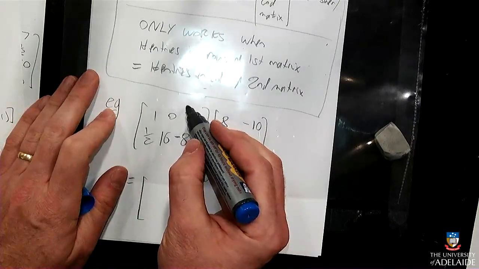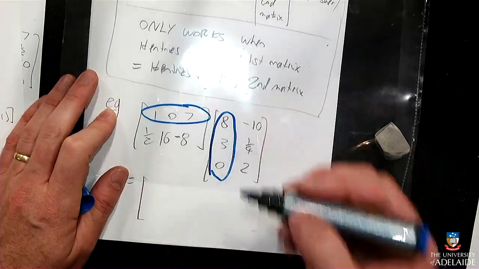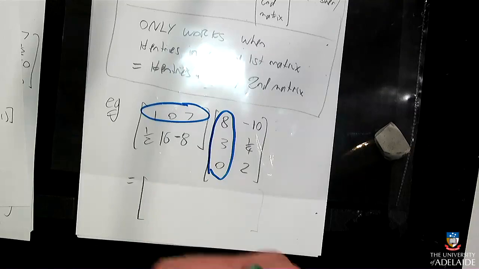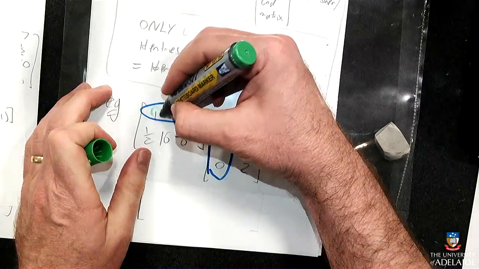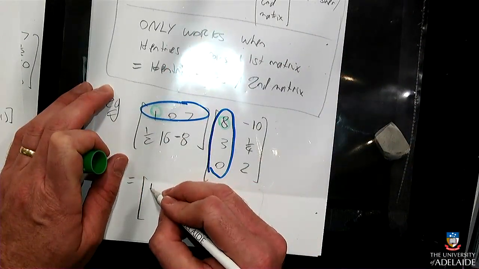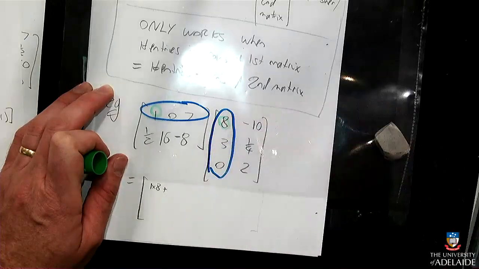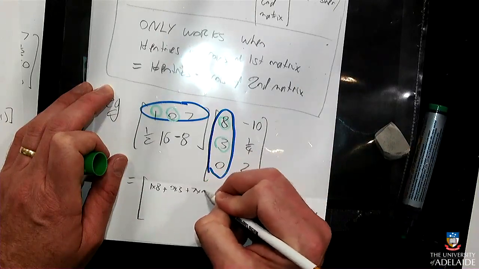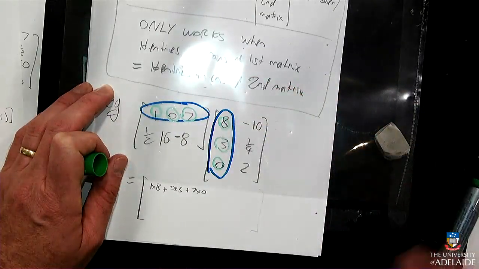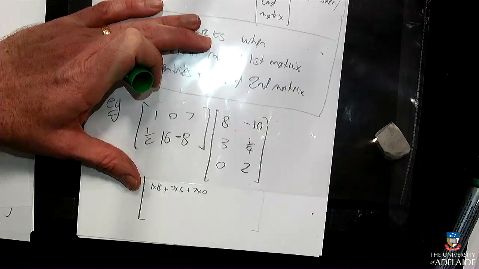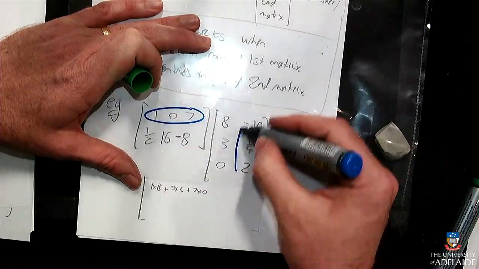So I'm going to take the first row and the first column, and the first row and the first column are going to produce the entry in the first row and the first column of the answer. So the first row will be 1 times 8, which is 8, plus 0 times 3, plus 7 times 0, that's the next one. That's what goes in that position. Okay, so I've done the first row and the first column. I'll stick in the first row and do the second column now.